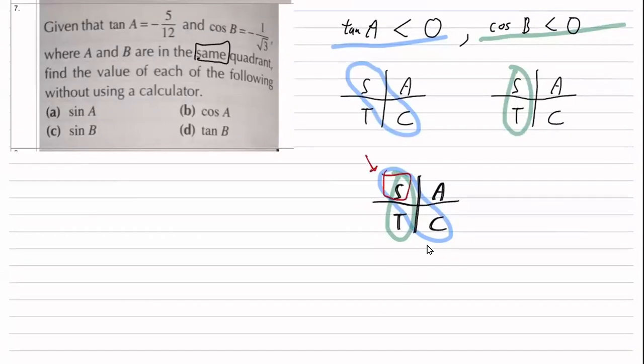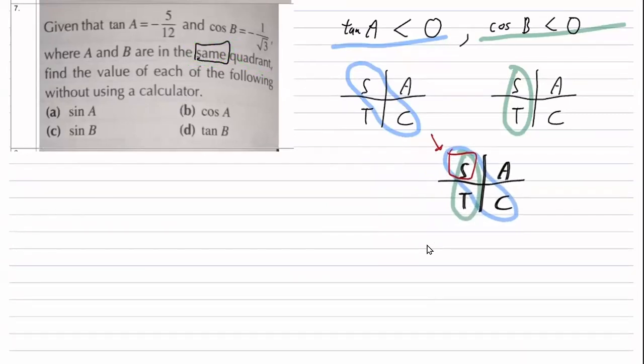Okay, so that must mean, and that's because they told you A and B are in the same quadrant, so your conclusion is A, B, both in quadrant 2. Okay? Can carry on. Now find sine A. This one you can do.